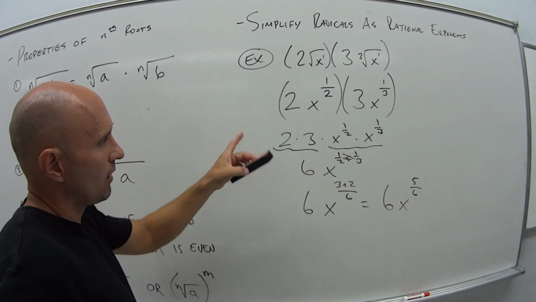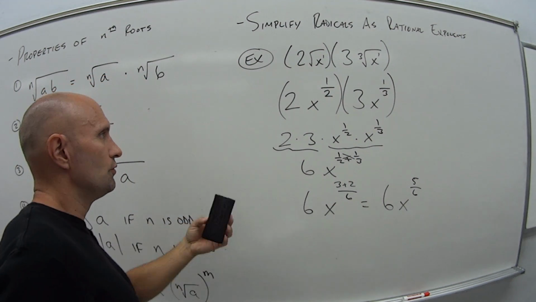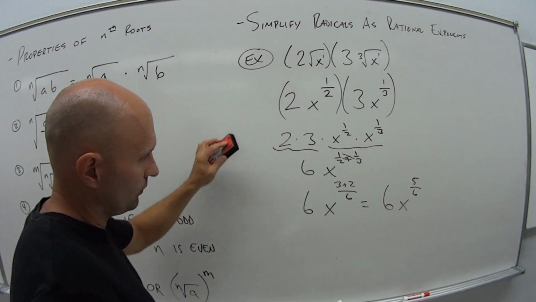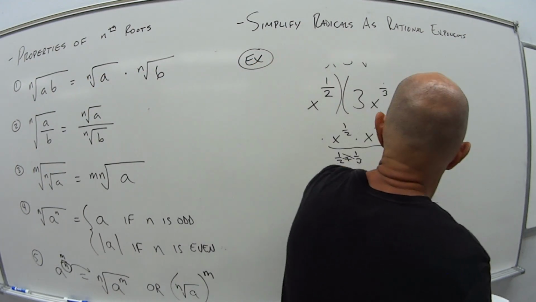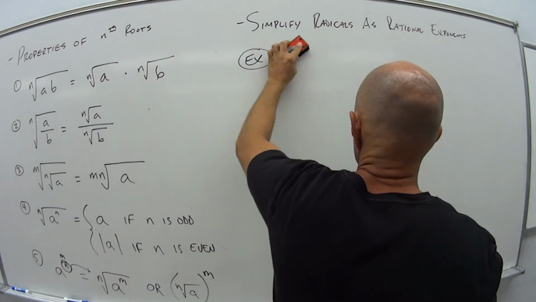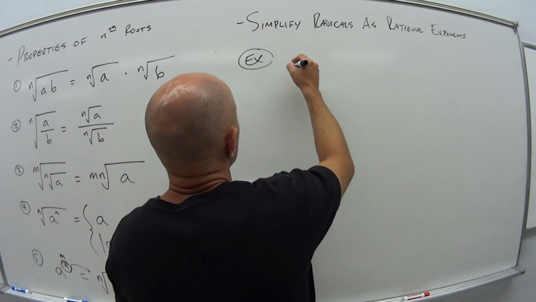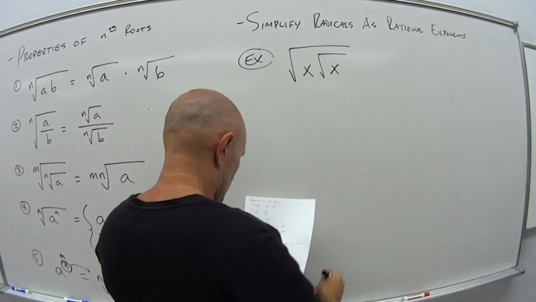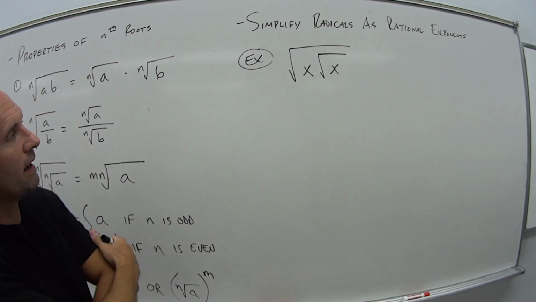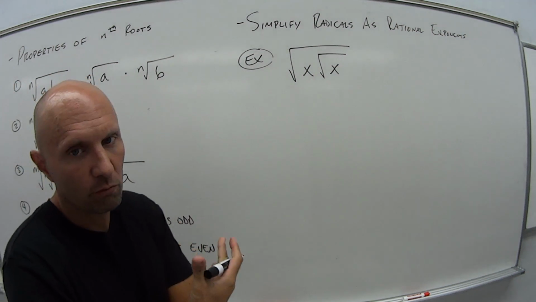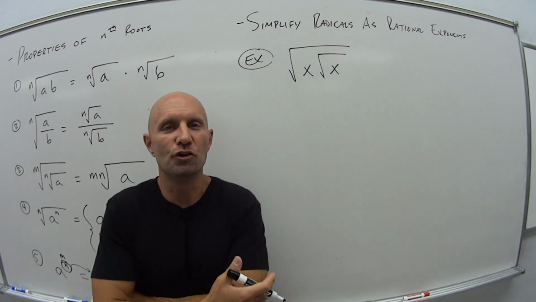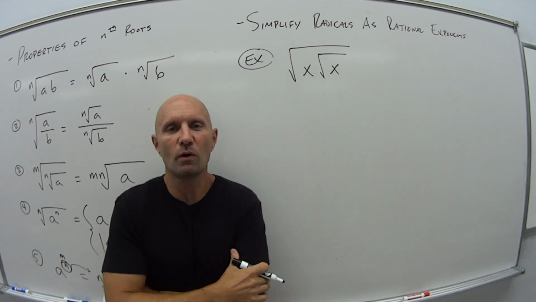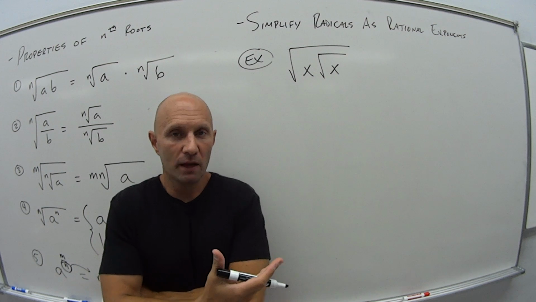All right, go ahead and hit pause if you need to catch up, follow through, rehash back. We'll do another example here. So we have the square root of x times the square root of x. I know it's early, you just learned how to do this, you only just saw one example, but go ahead and try this one.